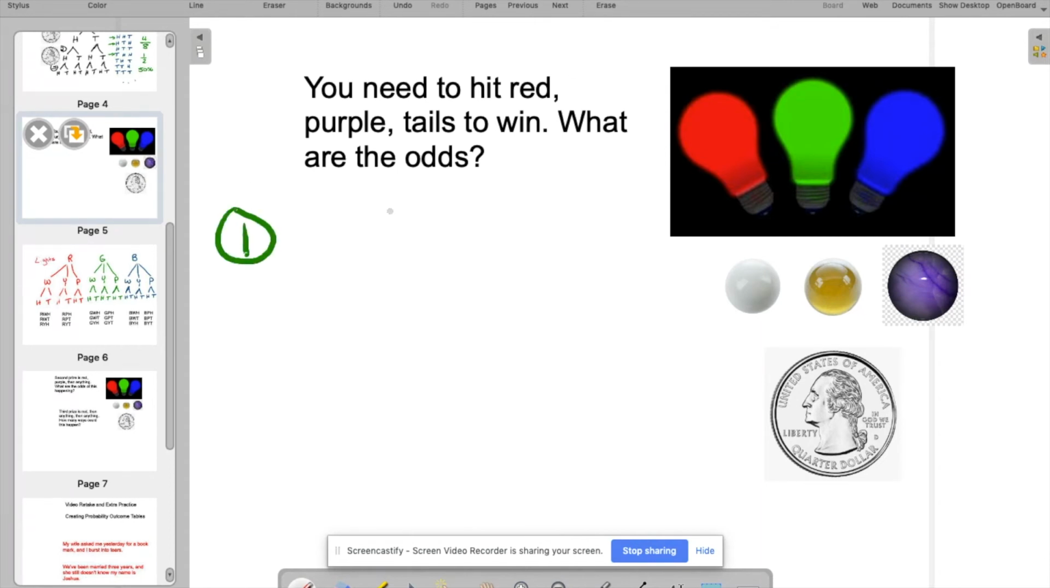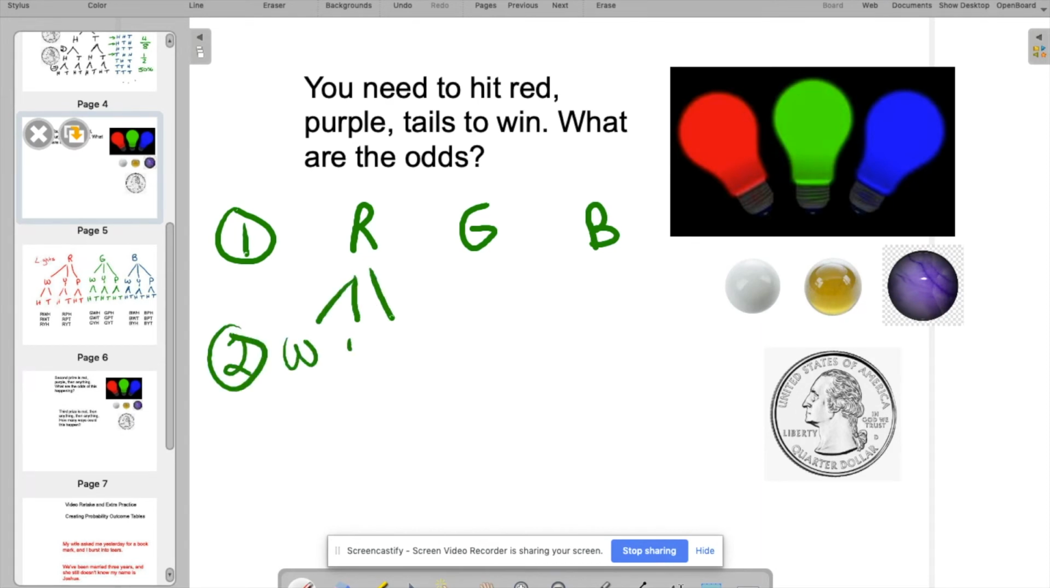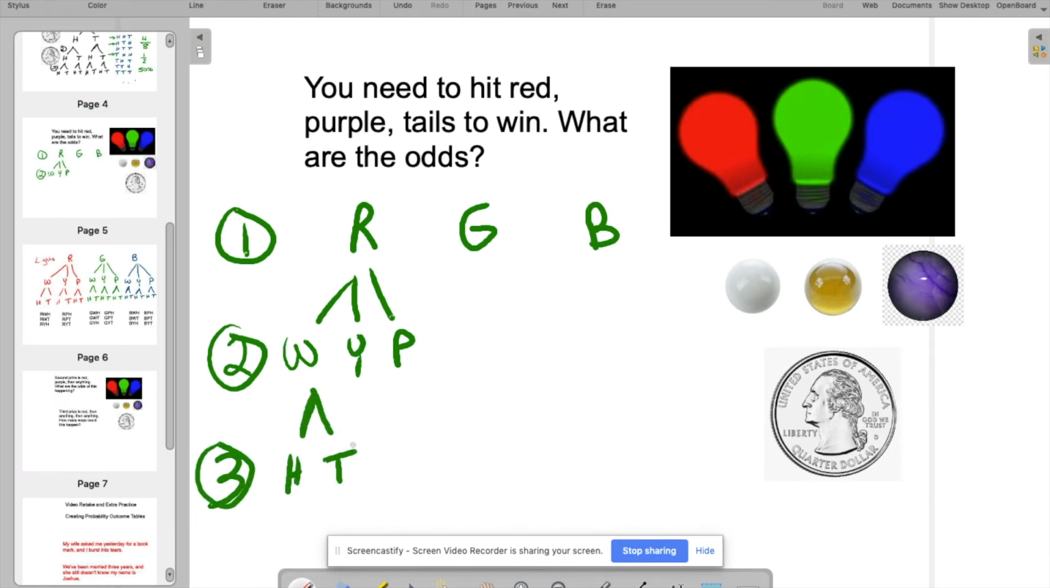So event 1 is either a red light, a green light, or a blue light. Then off each of these, we have 2 events. So that means we'll have white, yellow, or purple for marbles, and each of these will have 3. And then off each of these, our final event is going to be heads or tails.